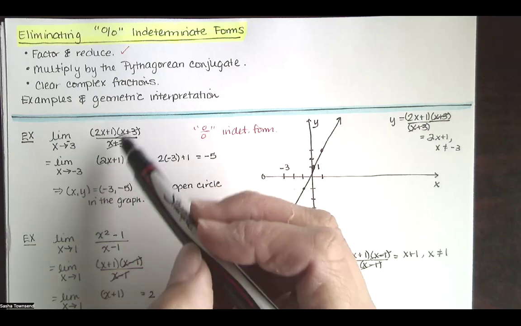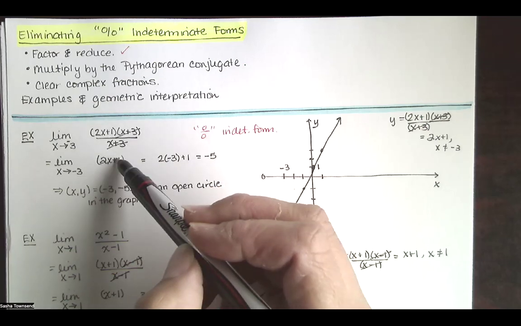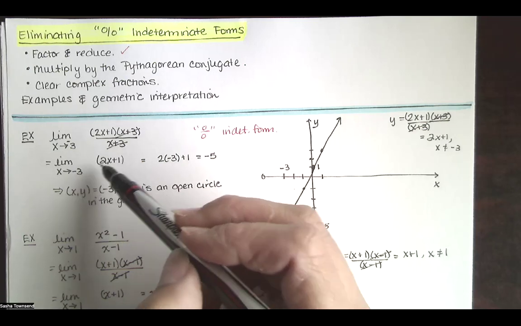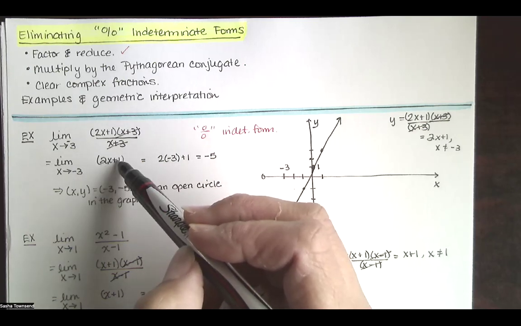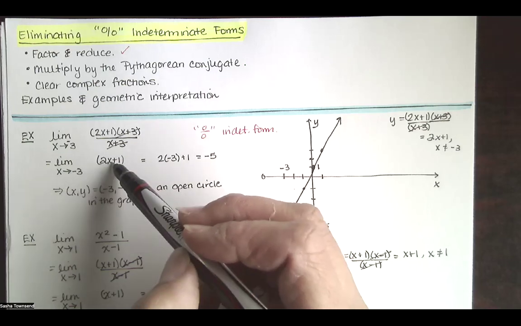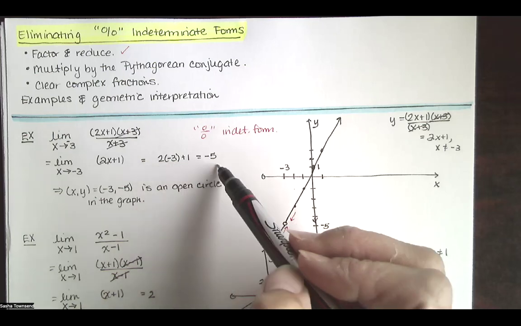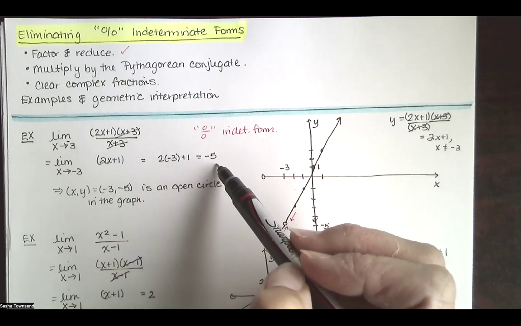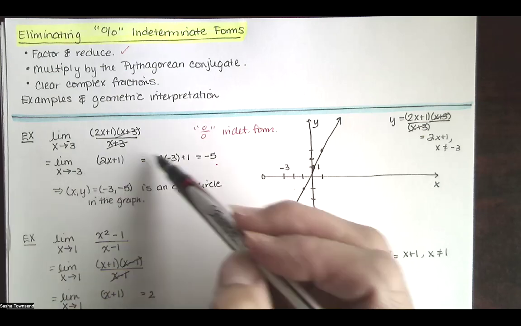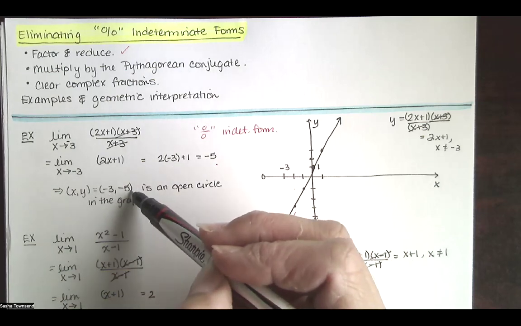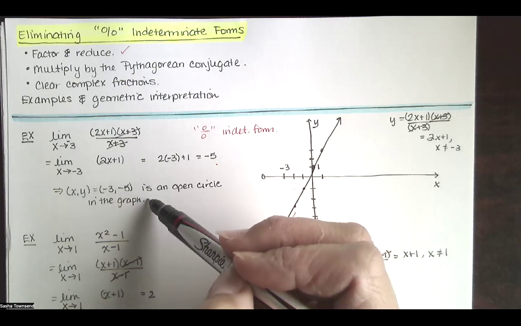The limit of this function is equal to the limit of this function. So we cancel those, and then we say, is this function continuous at -3? And it is. It's just a line, a linear function. So we can substitute in -3 for x. We get -3 times 2 plus 1 is -5. And that tells us that as x approaches -3, the y values in the graph approach -5. So x equals -3, y equals -5 is an open circle on the graph.